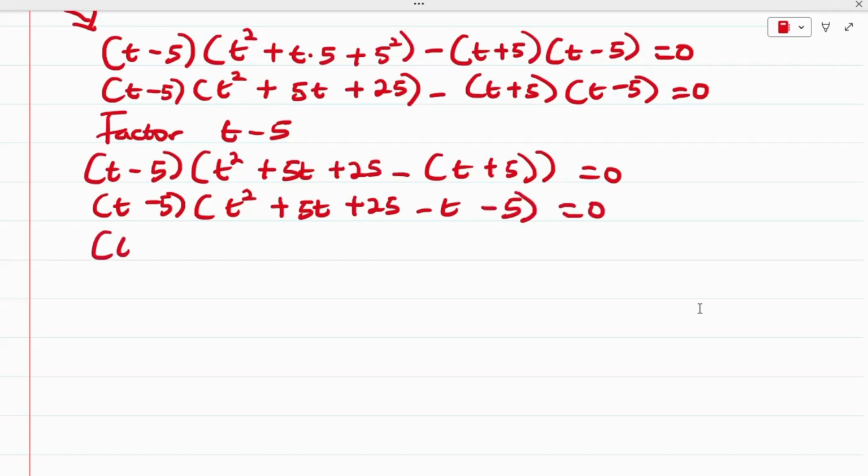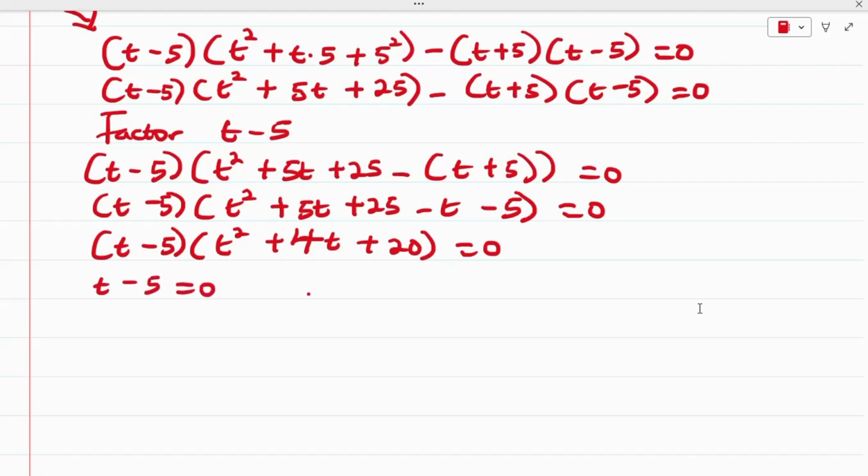So we have t minus 5 multiply t squared plus 5t minus t is going to give us 4t, 25 minus 5 is going to give us 20, so plus 20, and this is equal to 0. So we have t minus 5 is equal to 0, and t squared plus 4t plus 20 is equal to 0.